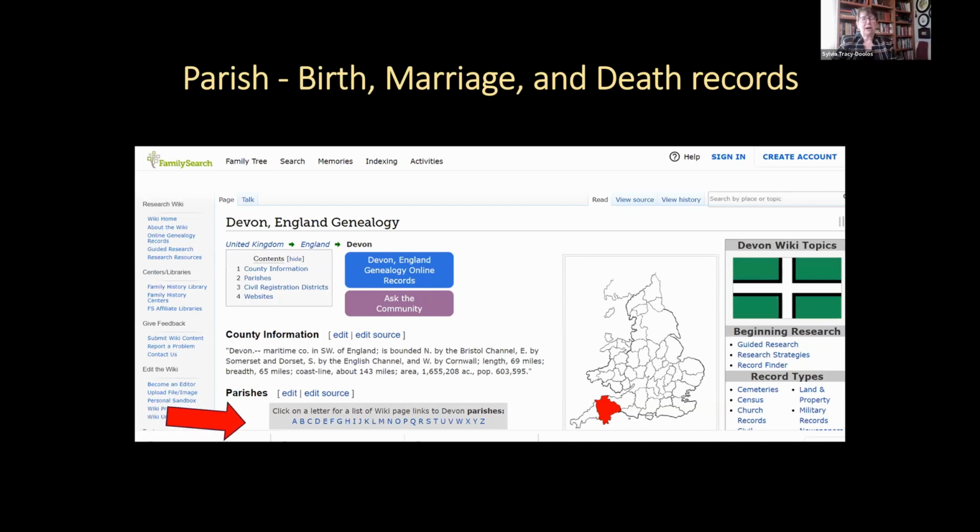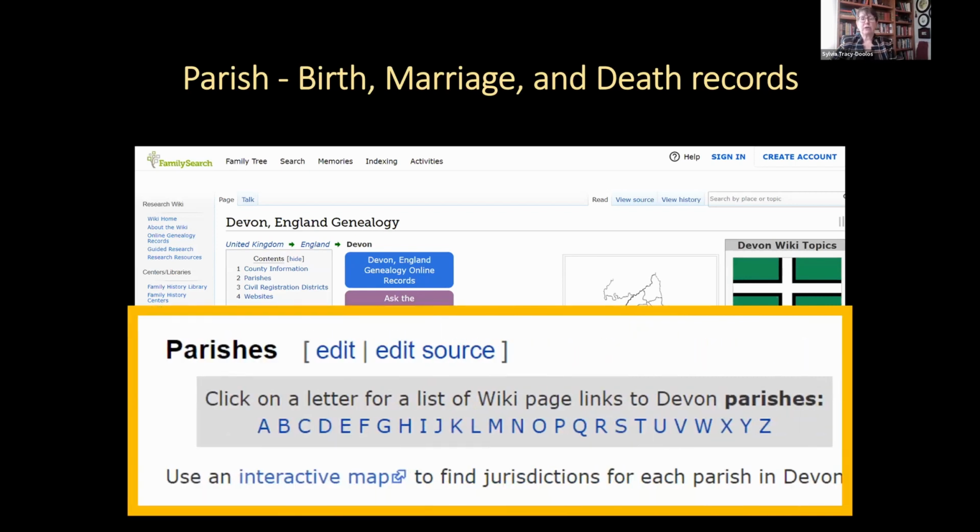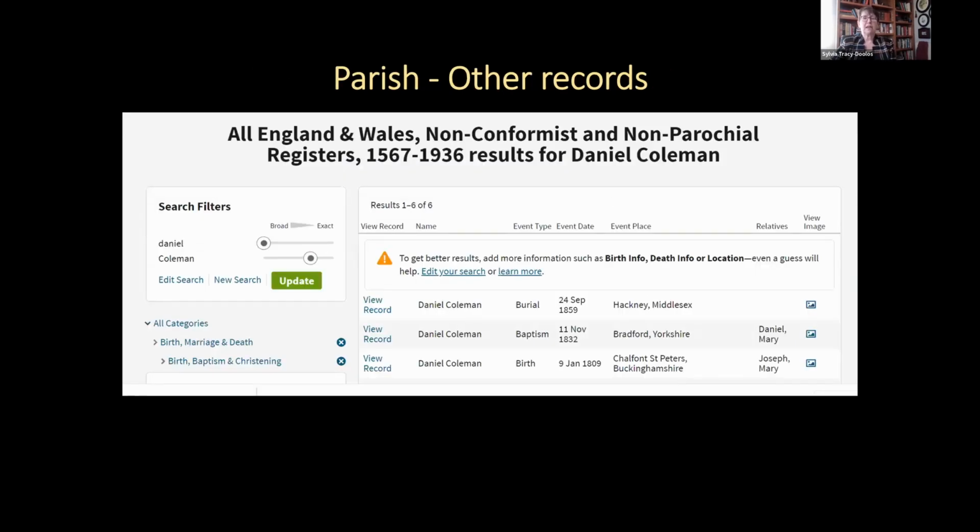Within each of these, it's going to list the parishes. And you can see down there, click on a letter for a list of wiki pages, links for Devon parishes. If I knew the name of the parish, I could search for it this way, but it also gives me the option of using an interactive map. So if I know the location where they were, as opposed to the name of the parish, I can also just browse through the interactive map. I find it to be a little bit clunky at times, but it's worth the effort to make it work for you if that's what you're trying to determine.